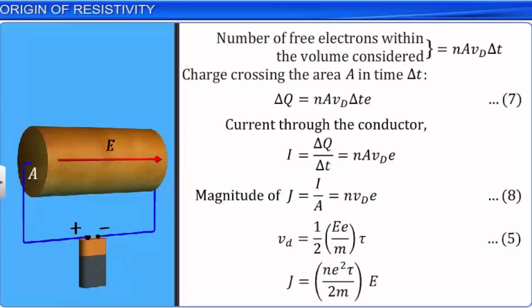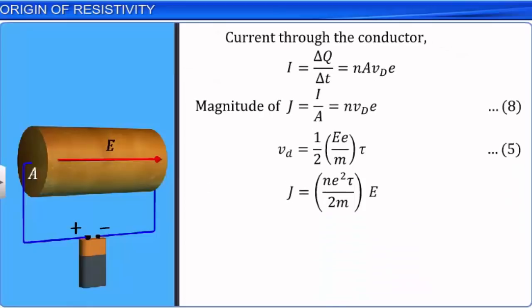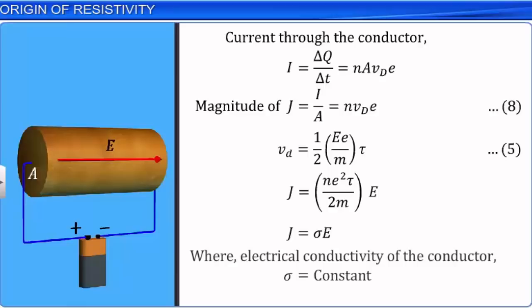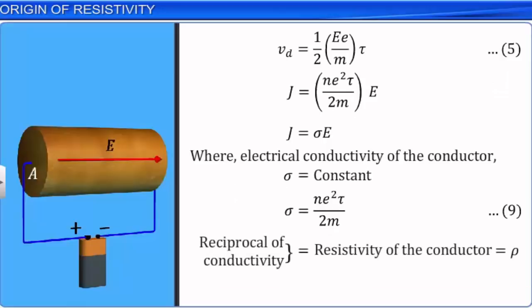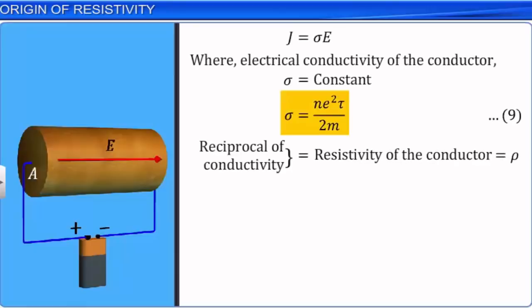The magnitude of current density, J, is also written as equal to sigma into E, where sigma is a constant called electrical conductivity of the conductor, which depends on the nature of the material of the conductor and its temperature. Thus, sigma is equal to n e square tau by 2m. Let this be equation 9. The reciprocal of conductivity is called the resistivity of the conductor. It is denoted by the Greek alphabet ρ. From equation 9, resistivity ρ is equal to 2m by n e square tau. Let this be equation 10.